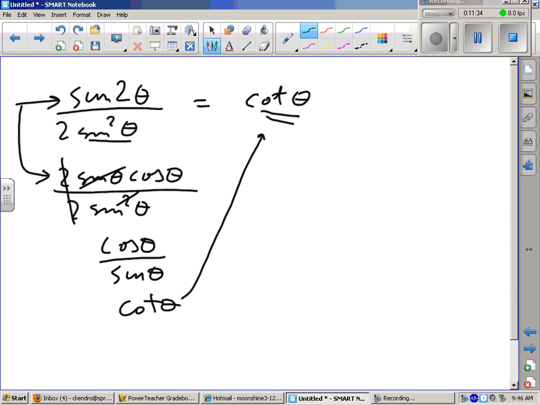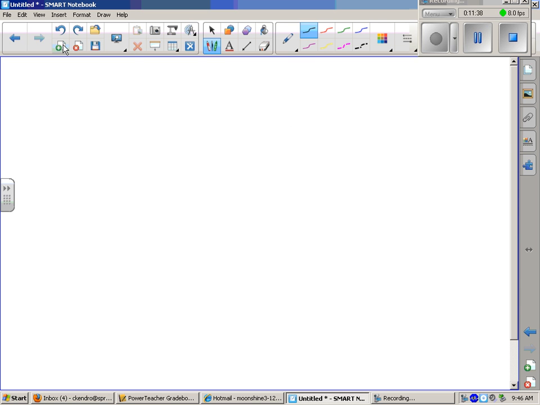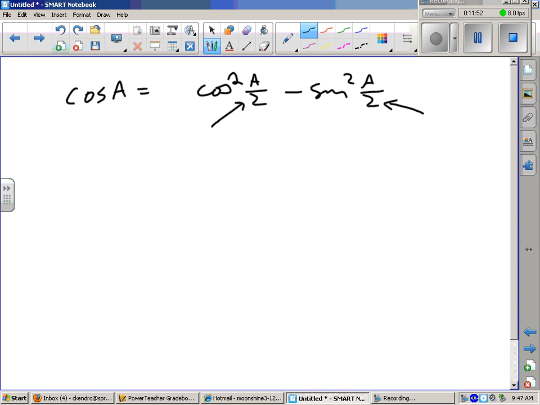All right, let's try another one, another proof. Let's prove that the cosine of A is equal to cosine squared A over 2 minus sine squared of A over 2. Now these right away look like half angle formulas, so that's going to be our starting point. We're going to look at the half angle formulas and we're going to square them.